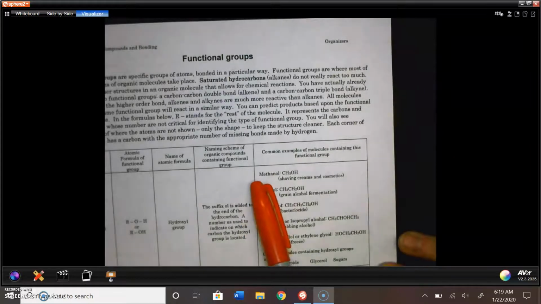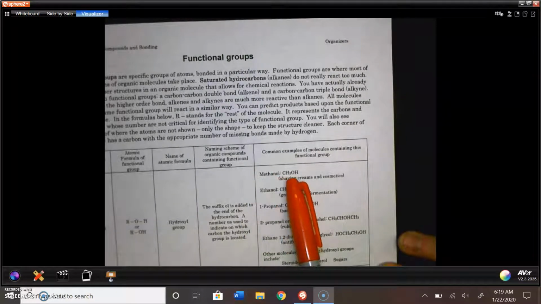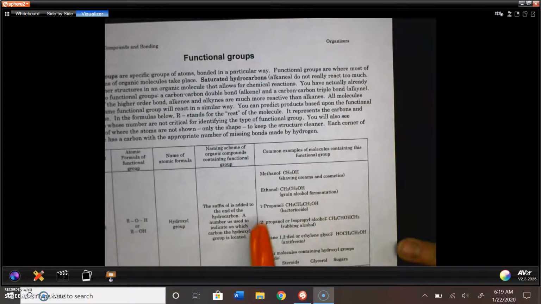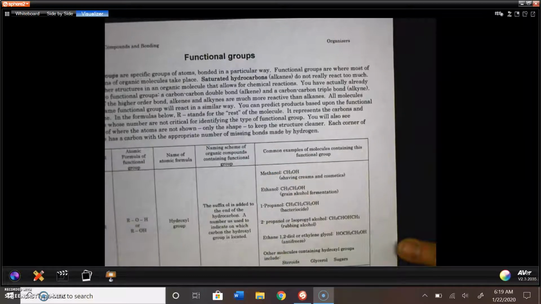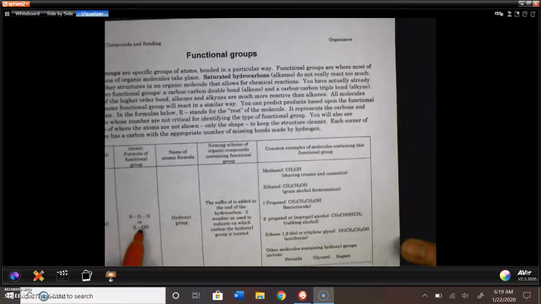Now, when you name alcohols, alcohols are one of the few molecules that I want you to be able to name. The suffix that you give it is -ol. So if you take a look at our examples, methanol is methane with an OH instead of that fourth H. Ethanol is ethane with one of those H's replaced by an OH. So methane becomes methanol when you add a hydroxyl group to it. Okay, so you can see it's pretty simple.